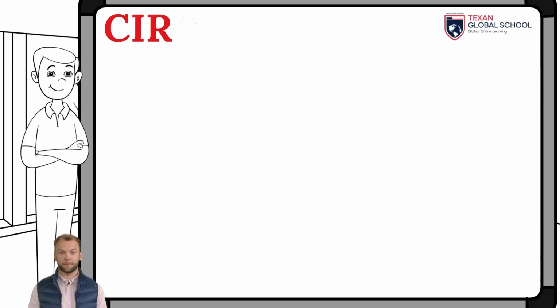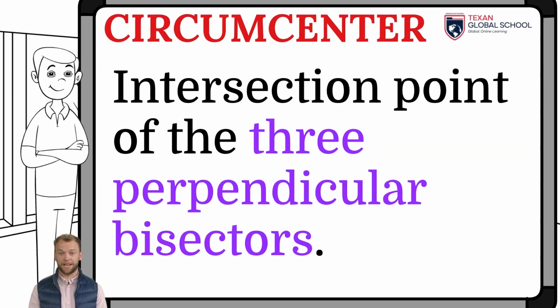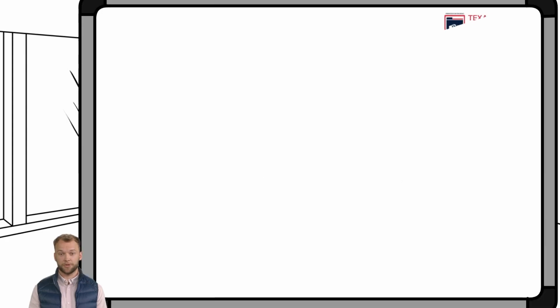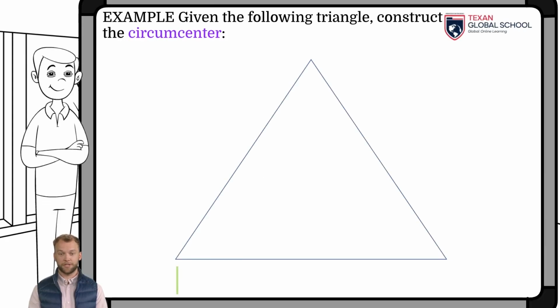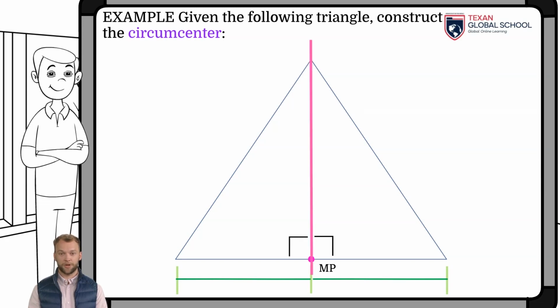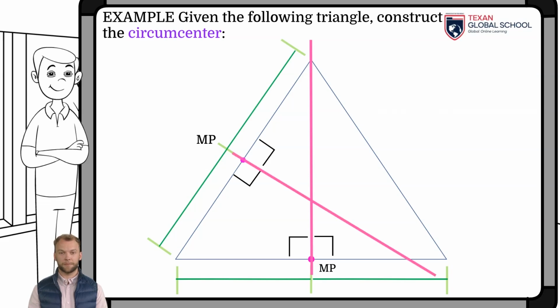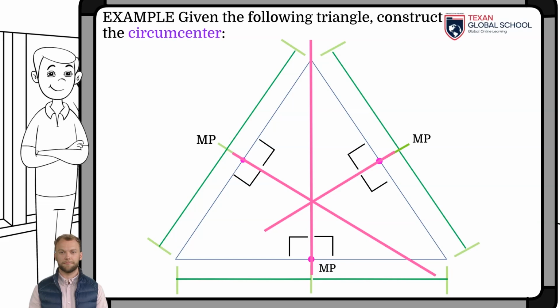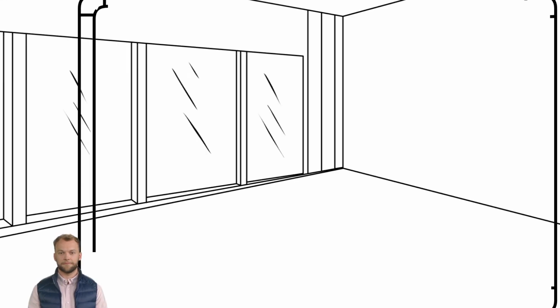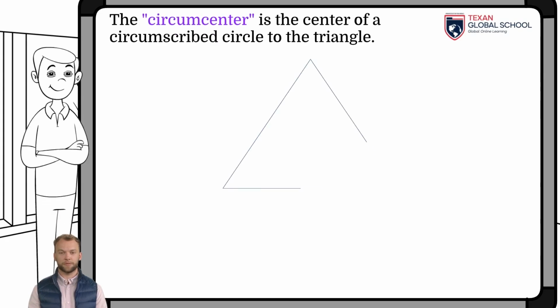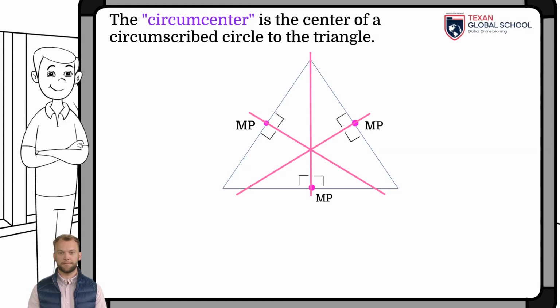Now, drawing the 3 perpendicular bisectors of any triangle results in an intersection point called the circumcenter. Using the first example, we will construct the 3 bisectors starting from each of the sides of the triangle at their midpoints. The intersection of the 3 bisectors is the circumcenter. Specifically, the circumcenter is the center of a circumscribed circle of the triangle, as shown.